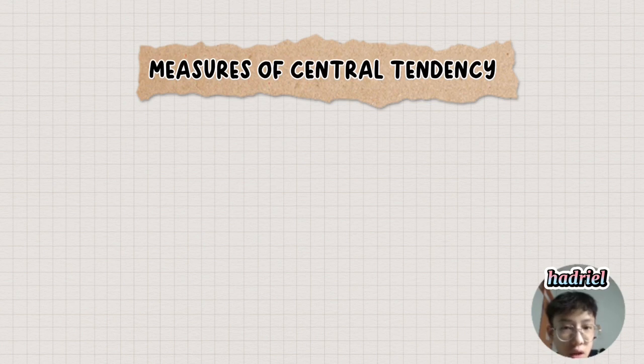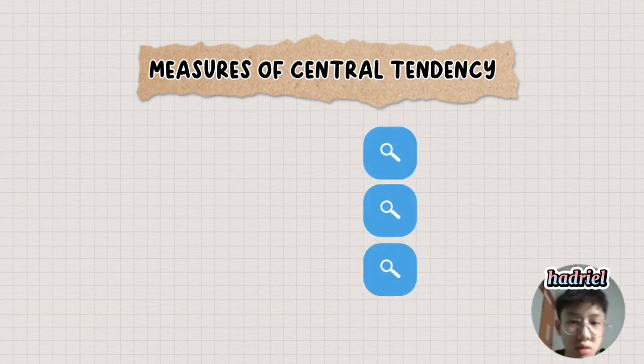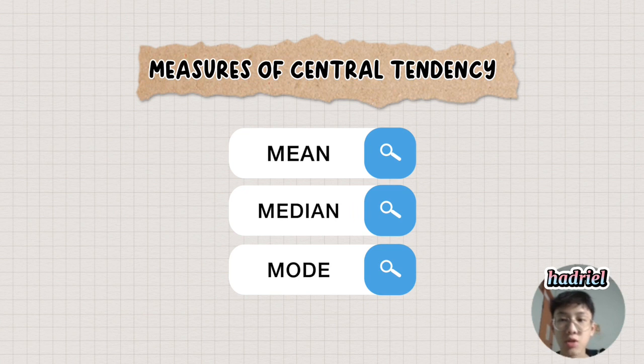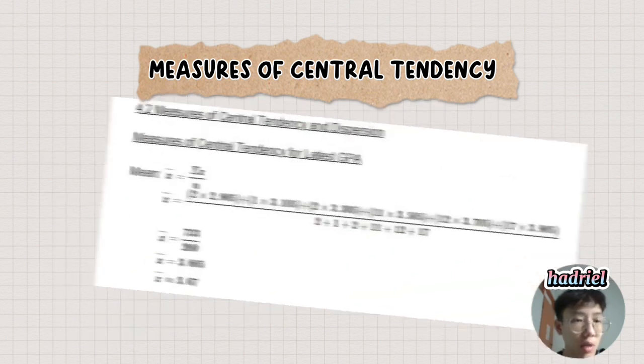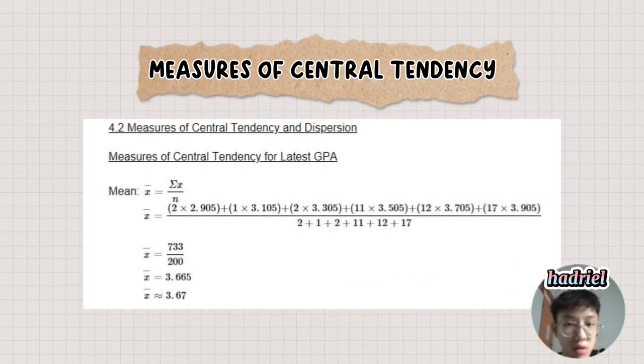Hi, my name is Adriel, and I will be talking about the measures of central tendency for latest GPA. Measures of central tendency can also be called averages, like mean, median, and mode, which you may be more familiar with. In our study, we found that the mean latest GPA for UTP students is 3.67. We did this by calculating the midpoints for each class interval and then multiplying them by the respective frequencies. Then we add them all up together and divide by the total frequency. In summary, we can conclude that the mean latest GPA of the students is 3.67.